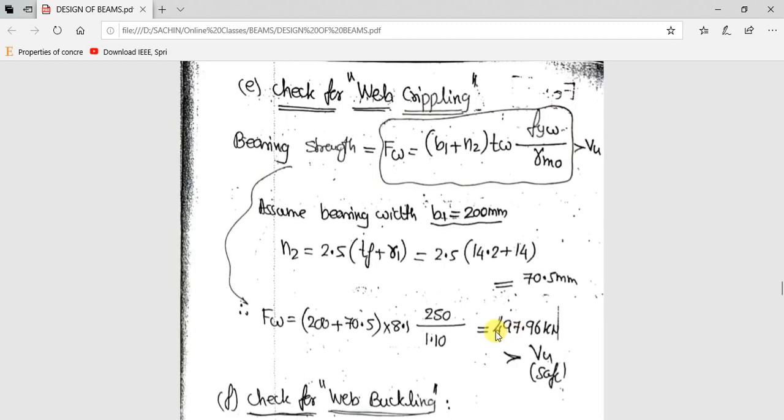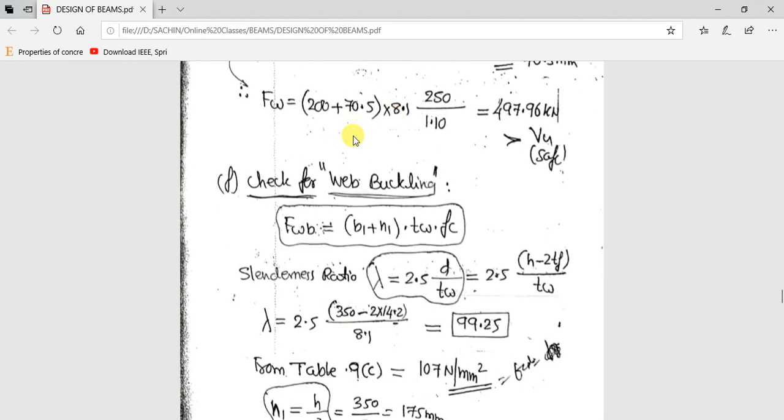So this value indicates the point at which web crippling happens. Web crippling happens if a load of 497.96 kN acts, whereas here the shear force acting is very less when compared to this value, hence it is safe for web crippling, that is local failure.